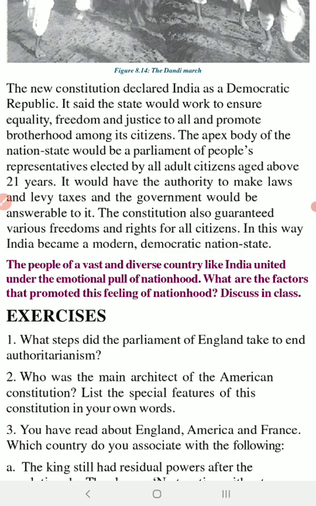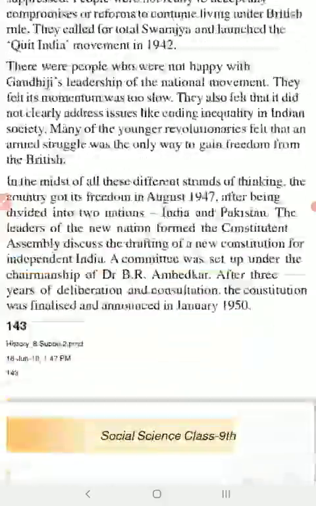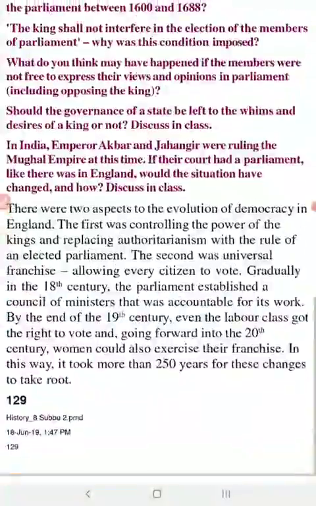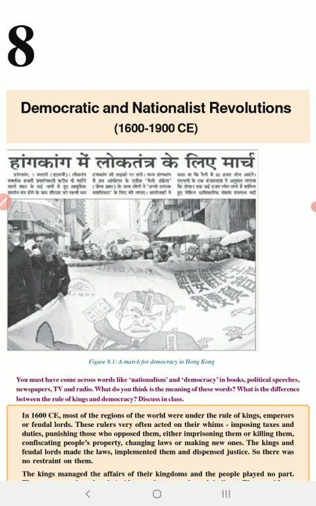Next year you will study in detail about the freedom struggle. With that we complete this lesson on the democratic nationalist revolutions. These revolutions and change are very, very important for our society. Everything changes. Take the human body: we grow, we change. Accordingly, the way of thinking changes, the way of choosing things changes, the way of using words changes. Change is part and parcel of our life. In the same way, this change is necessary for every country. That is how we understand when we study democracy and nationalism.